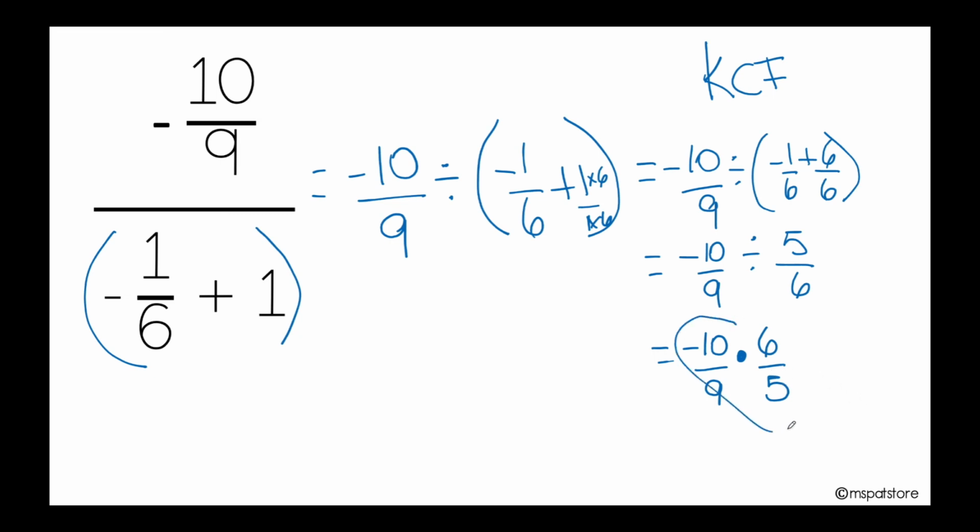In this case, as I know that 10 and 5 share the 5 times table, I'm going to divide this by 5. So I'll get a 2 here and a 1 here. As 6 and 9 share the same times table, I will also divide this by 3, divide this by 3. So 6 divided by 3 is equal to 2, and 9 divided by 3 is equal to 3. So now I have 2 out of 3 times 2 out of 1.